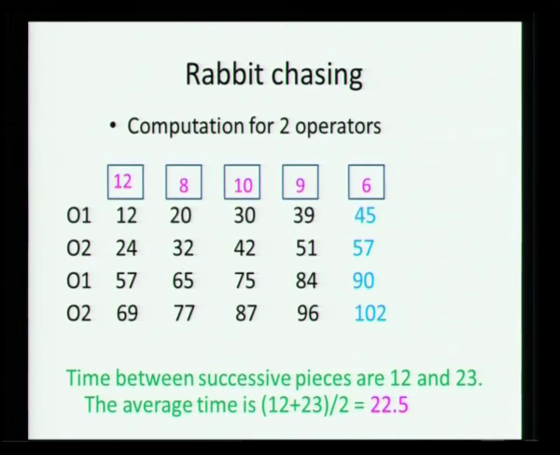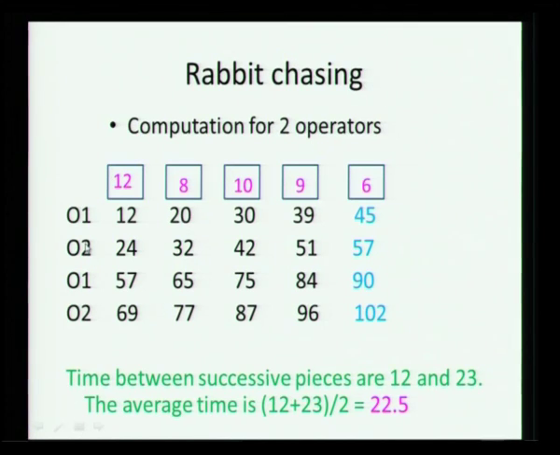The first operator starts at time equal to 0 and finishes at time equal to 12, which is shown here. Then the operator moves to the second machine and finishes at 20, which is 12 plus 8, and then moves to the third machine, finishes at 30, 20 plus 10 is 30. Fourth machine finishes at 39, 30 plus 9 is 39, and then takes 6 time units to finish at 45.